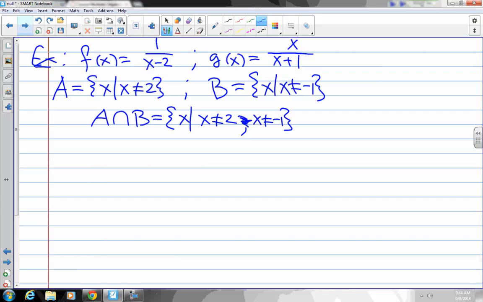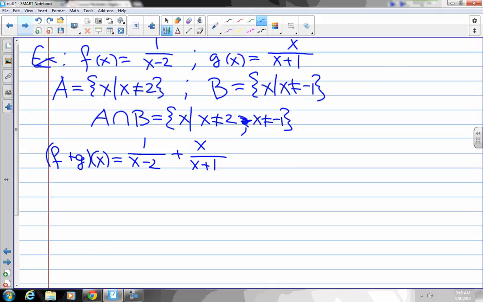So then this will be the answer for all the domains, for the addition, for the subtraction, for the product, and so forth. So if I ask you to find f plus g of x, then it's just 1 over x minus 2 plus x over x plus 1. Right? The addition of 2 functions. Now, there is a way to actually add these 2 fractions. We're not going to do that yet. We're going to learn a little later.